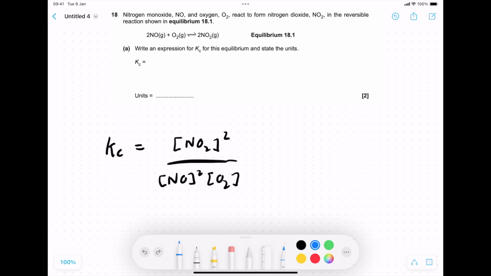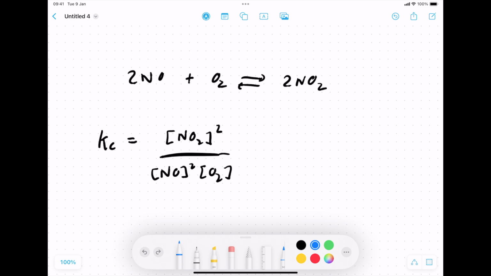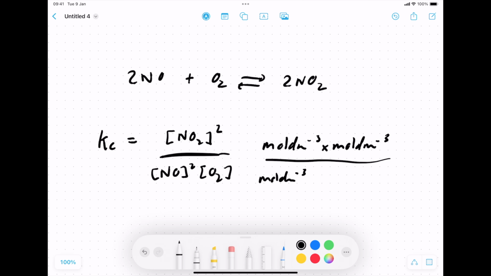So now that we've got the expression for Kc, the next thing to do is to substitute in the units. Now the units for concentration are always the same. It's always moles per decimeter cubed. So that's what I'm going to do. On the top we have moles per dm cubed, and because it's squared, it's times another moles per dm cubed, all divided by moles per dm cubed times moles per dm cubed times another moles per dm cubed.